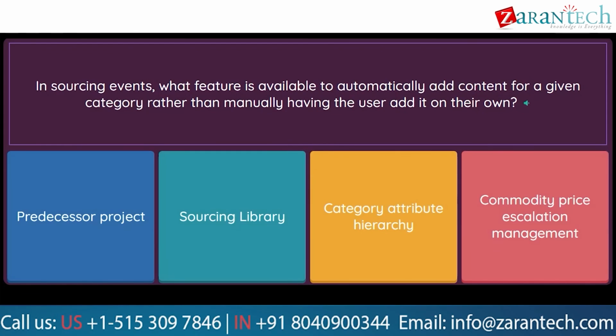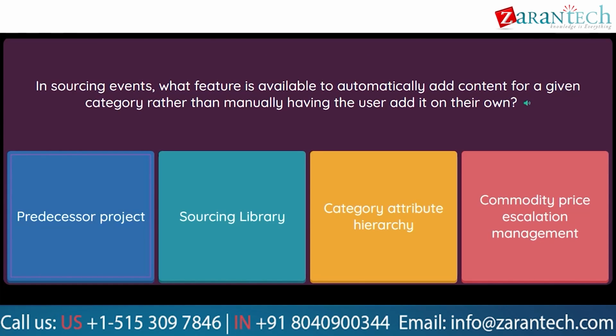Question: in sourcing events, what feature is available to automatically add content for a given category rather than manually having the user add it on their own? Option 1 predecessor project. Option 2 sourcing library. Option 3 category attribute hierarchy. Option 4 commodity price escalation management.